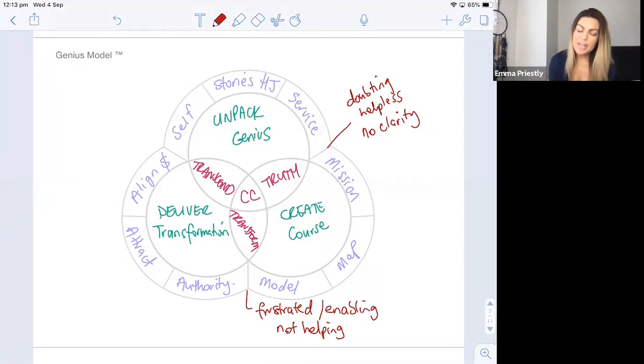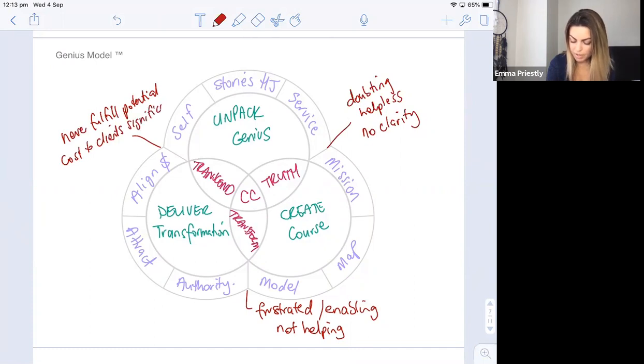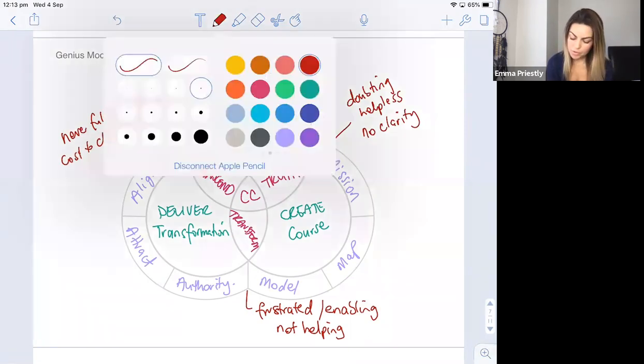And if we don't know how to deliver transformation and genius, we never fulfill our potential. And the cost to our clients is significant, but not in the way that we want. Yeah?